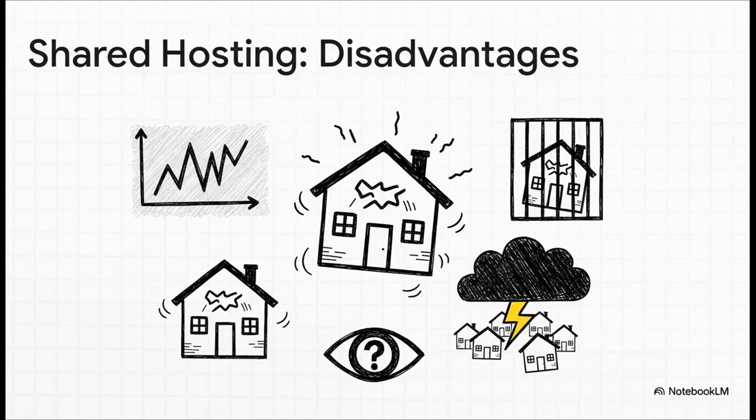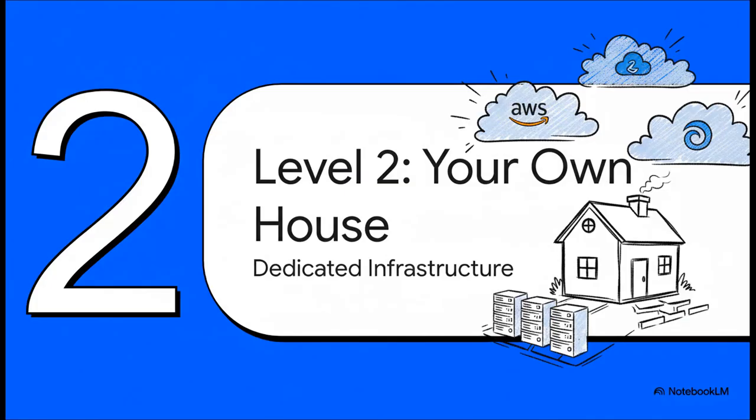The number one problem is performance variability. Your site's speed is totally at the mercy of your neighbors. You also get very little control over the infrastructure. And if the whole platform has an issue, your site goes down too. But maybe the worst part, you have almost zero visibility. When your site is slow, it's nearly impossible to figure out why because you can't see what your neighbors are doing. So as your site grows and gets more traffic, that shared apartment starts to feel, well, pretty cramped.